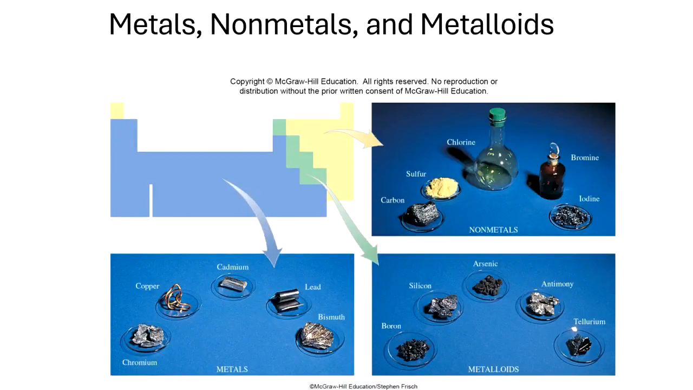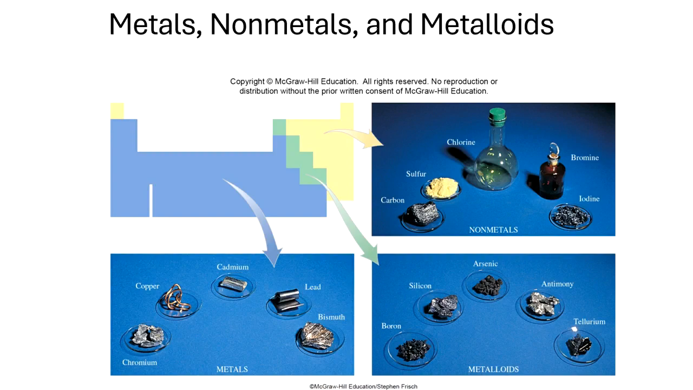Now, when we look at the elements, there's lots of ways to classify them, but one of the most important is, just based on their physical and chemical properties, very grossly, there's 3 groups. There's the metals, the nonmetals, and the metalloids.